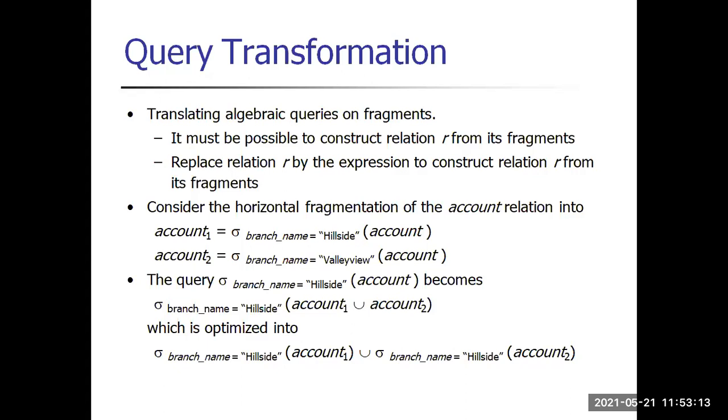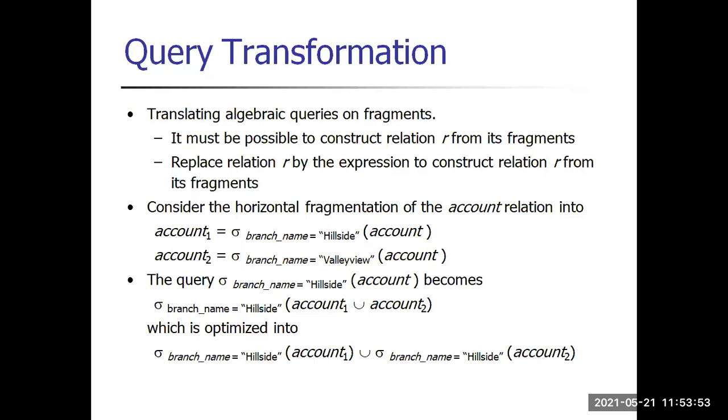It will be segregated. So it must be possible to construct relation R from its fragments. Whatever fragments have been made from the query, we may need to construct a relation R from its fragments, and replace that particular relation by the expression to construct relation R from its fragments. So we are replacing and then again fragmenting, fragmenting the data each time to find a new relation between the replaced data.